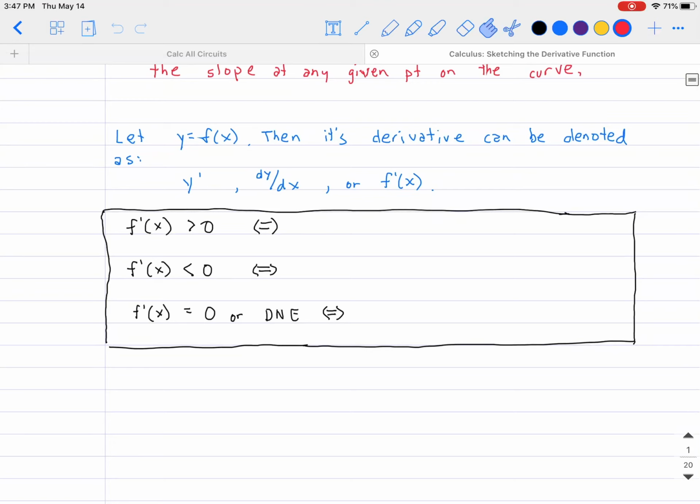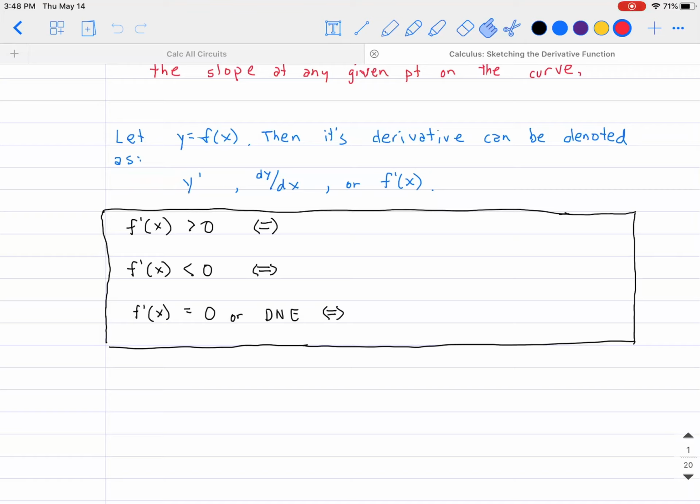The next part we can talk about a little further. Let's say f of x is equal to y, our function. Then its derivative can be denoted by y prime, dy/dx, or f prime of x. All of those three notations are very common, so if you're asked to solve for the derivative, you can write it in any of those three notations. But more importantly, I want to look at this black box, which is the focus of today's lesson.